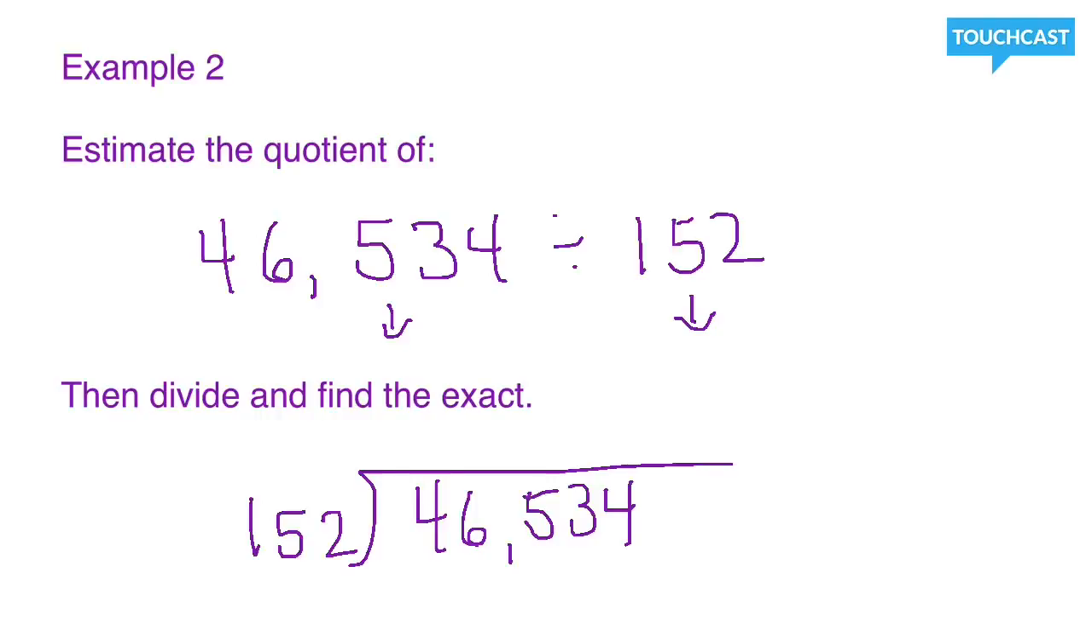I'll get you started and give you a little bit of a hint here, friends, that 152 does not go into 4. 152 does not go into 46 or 465. Now your challenge would be to say, okay, in my head, about how many times do I think 152 can go into 465 without going over? So you may have to do a little bit of guess and check. So you may have to multiply 152 times 3, 152 times 4, and see how close you can get without going over.